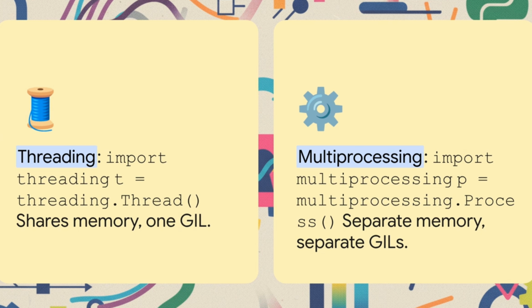The concept is pretty simple. Instead of creating multiple threads inside one Python process, you create multiple processes. Each new process is like a whole separate Python program. It gets its own memory space, its own Python interpreter, and crucially, its own GIL. And the best part, look at the code, the way you use it is almost identical to the threading module.